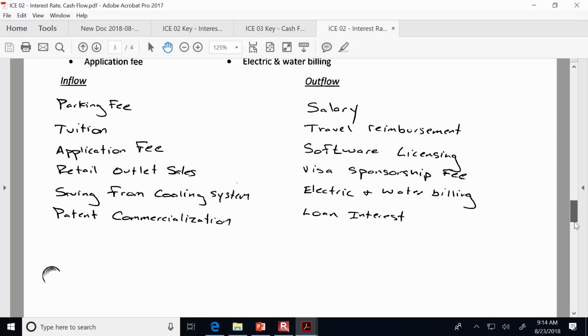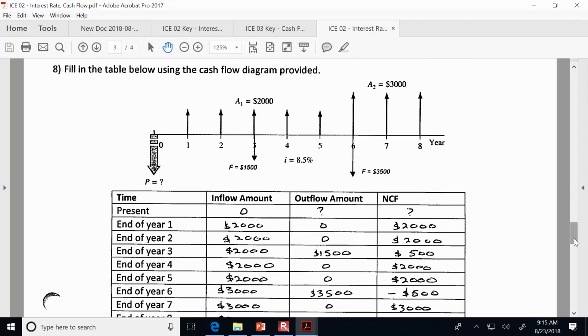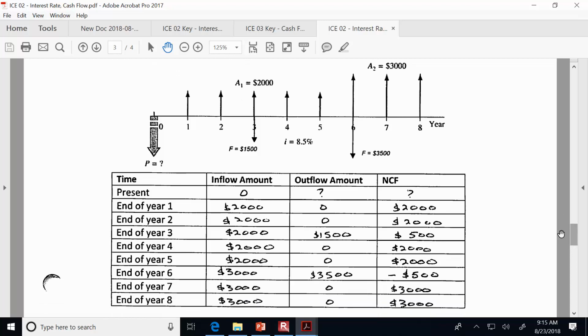Okay, this next problem is pretty easy. It's just translating the inflows and the outflows into a table, and then the third column represents the difference between the two. So NCF, net cash flow, is inflow minus outflow. And in one of those years, there's more money going out than coming in. And so you'll see that there's a negative net cash flow for year 6.